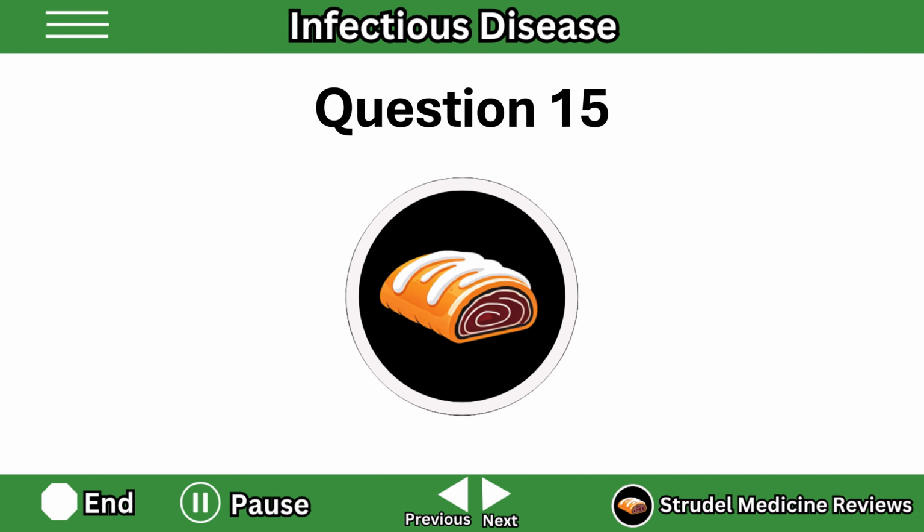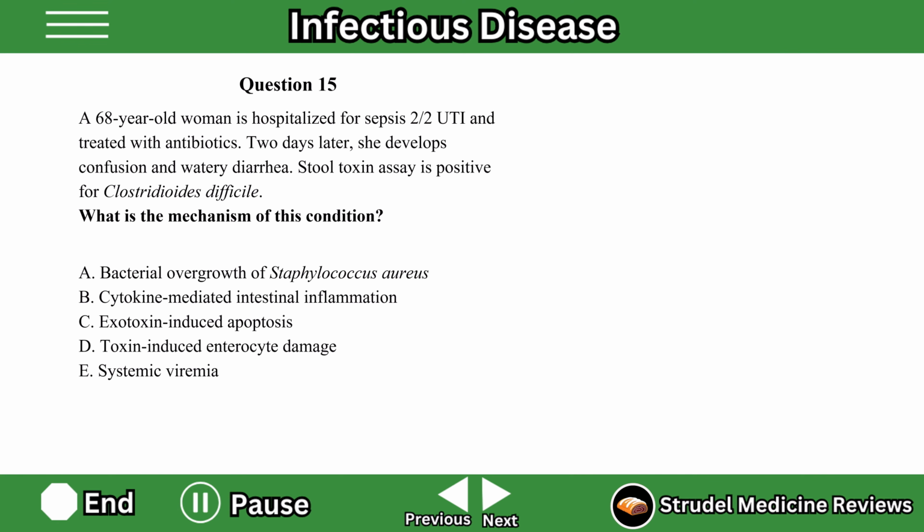Question 15. A 68-year-old woman is hospitalized for sepsis secondary to UTI and treated with antibiotics. 2 days later, she develops confusion and watery diarrhea. Stool toxin assay is positive for Clostridioides difficile. What is the mechanism of this condition? A, bacterial overgrowth of Staph aureus. B, cytokine-mediated intestinal inflammation. C, endotoxin or exotoxin-induced apoptosis. D, toxin-induced enterocyte damage. Or E, systemic viremia.